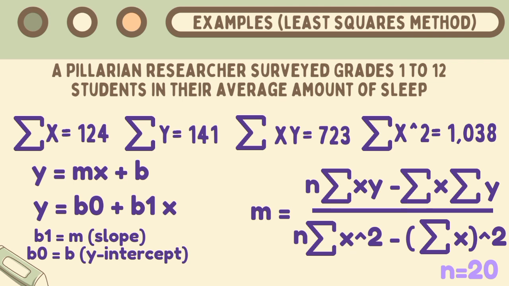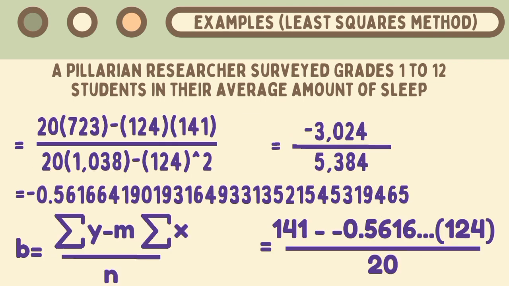So let us find out how we can get the slope in this example. The formula for slope is n times the sum of xy values minus the sum of x values times the sum of y values, over n times the sum of x squared values minus the quantity of the sum of x values squared. N is the number of values we have in our data, so it is 20. If we substitute our given to the formula, we will get 20 times 723 minus 124 times 141 over 20 times 1038 minus 124 squared. If we simplify that, we will get negative 3024 over 5384, and we will have our slope, which is negative 0.561664 and so on.